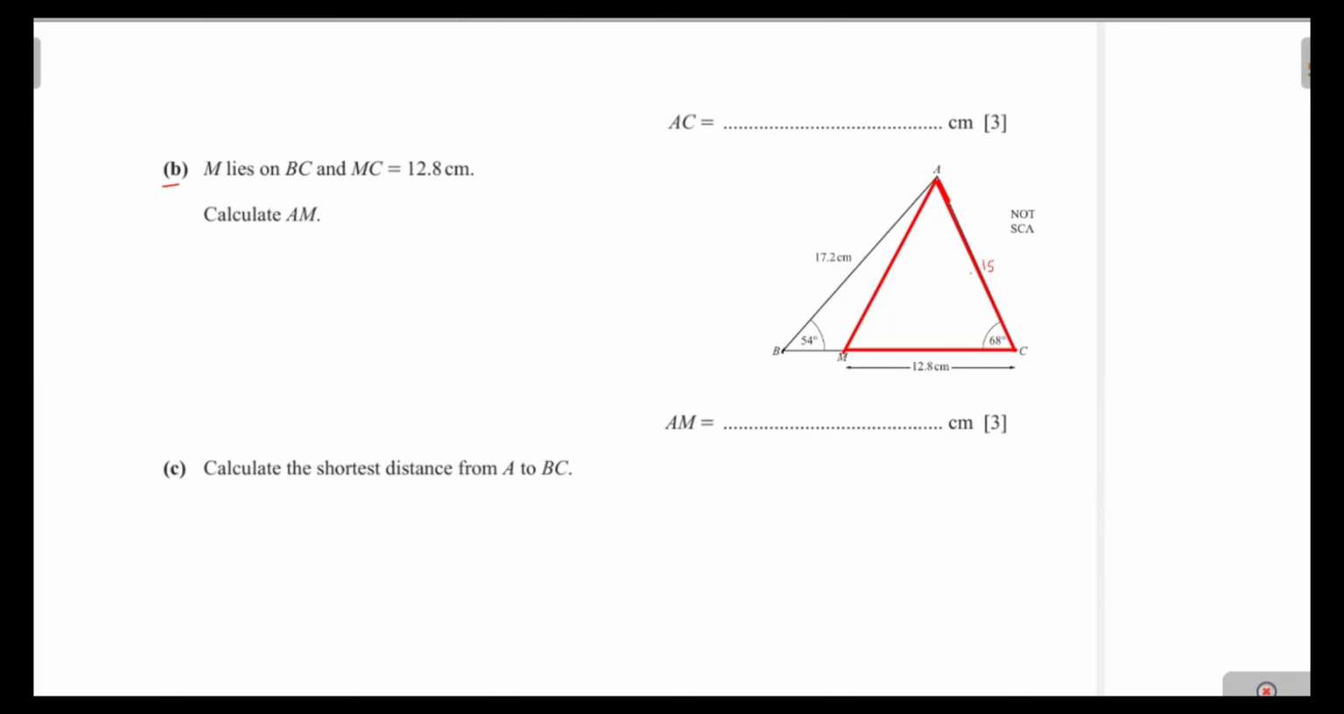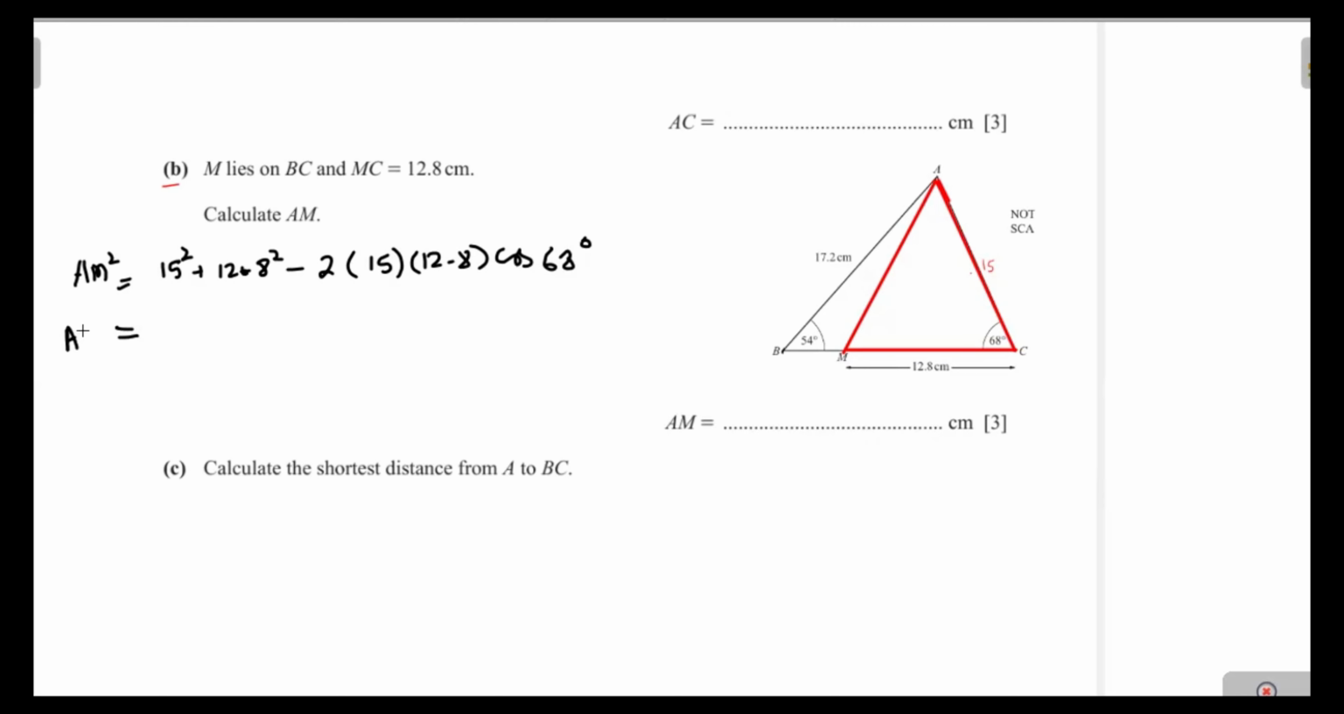In the cosine rule, this length AM squared will be equal to the sum of the squares of the adjacent sides, 15 squared plus 12.8 squared, minus 2 times the product of these two sides, 15 into 12.8 into cos of the angle between them. This is 68 degrees. Now we can calculate this.